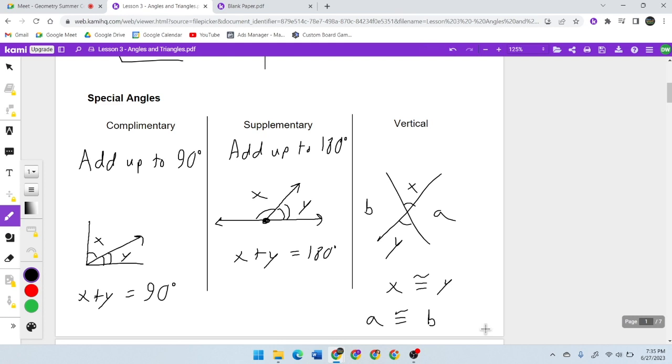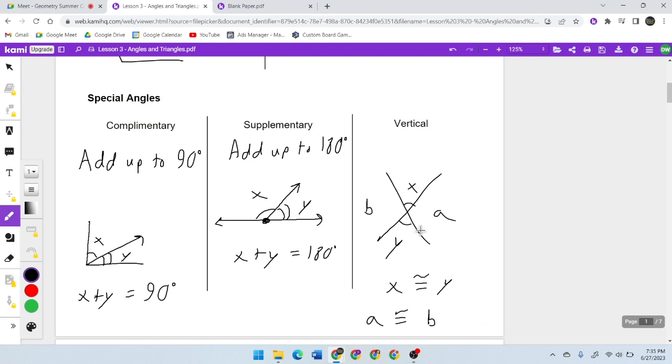Vertical angles are angles across from each other. See how X and Y are across from each other and A and B are across from each other? If they are vertical angles, the secret is they are congruent. We're going to be looking at a lot of those today, so you'll get some practice.